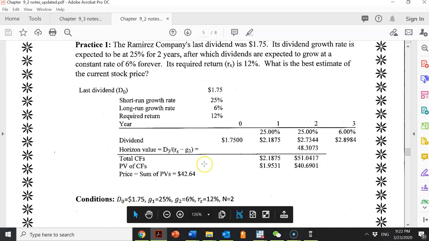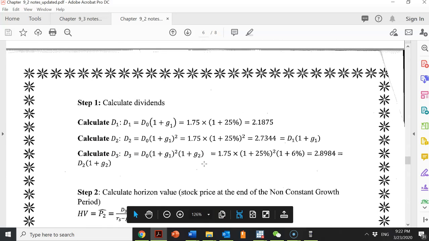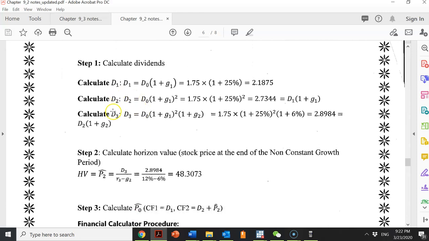Okay, we know all these conditions. Our step 1 is to calculate dividends. Calculate D1, D2, and D3 because our N is 2. So we calculate from D1 to Dn plus 1. D1 equals D0 multiplied by 1 plus G1. D2 equals D0 multiplied by 1 plus G1 squared, and D2 is also D1 multiplied by 1 plus G1. D3, however, is D2 multiplied by 1 plus G2, or it is D0 multiplied by 1 plus G1 squared, multiplied by 1 plus G2.